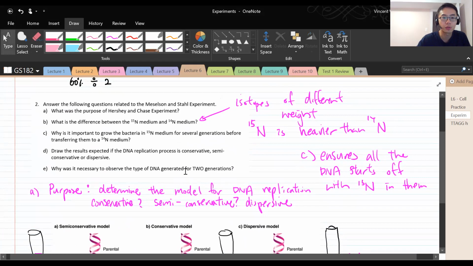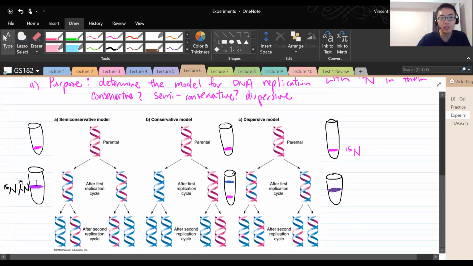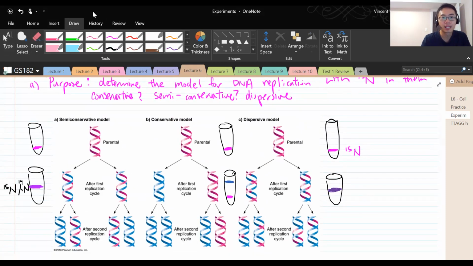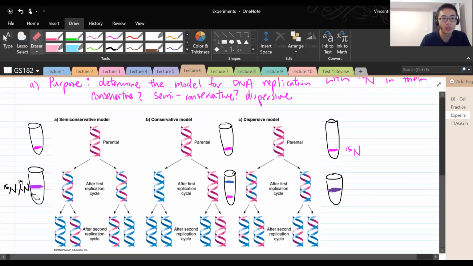Which is why the next question asks, why do we have to do it for 2 generations? Because if you only do the experiment for 1 generation, and that's what they did, and they observed a single band in the middle, not 2 bands, but 1 mixed band, there is no way at this point to tell whether it is the semi-conservative model or the dispersive model.